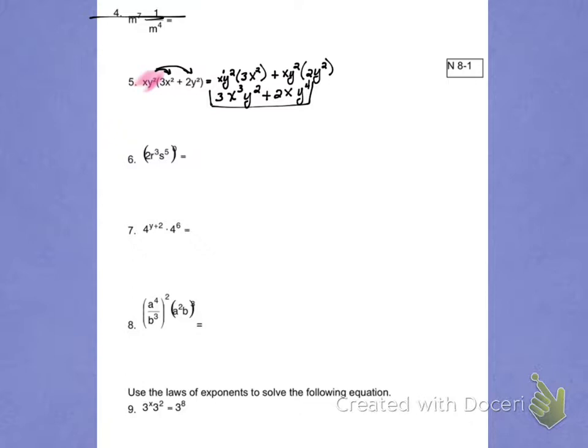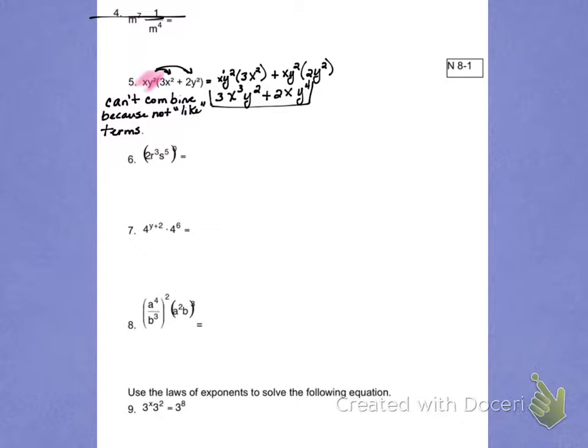And so let's write ourselves a note. Can't combine because they're not like, which means identical. They have to be identical terms. The variable with the exponent has to be exactly the same.